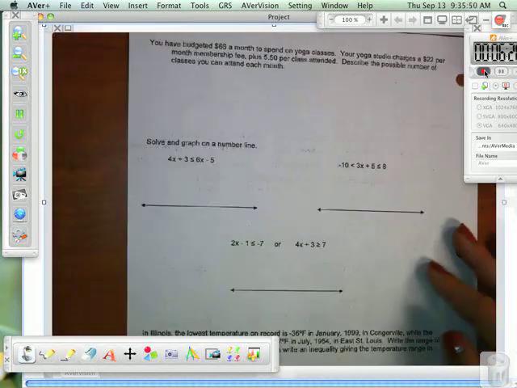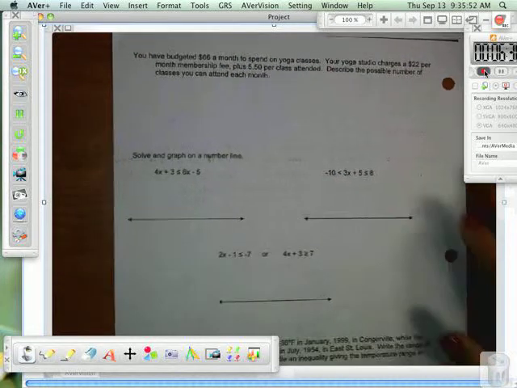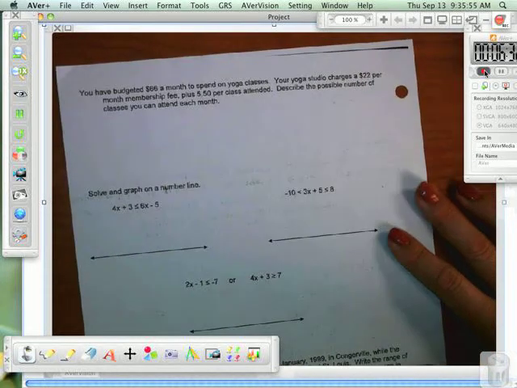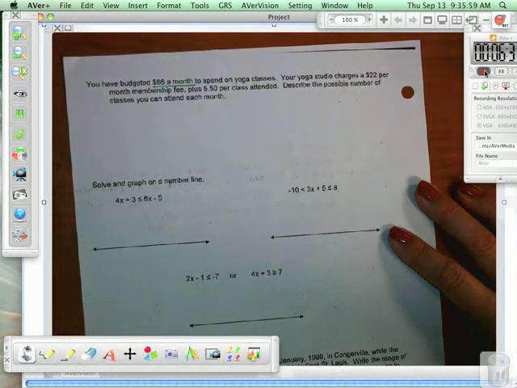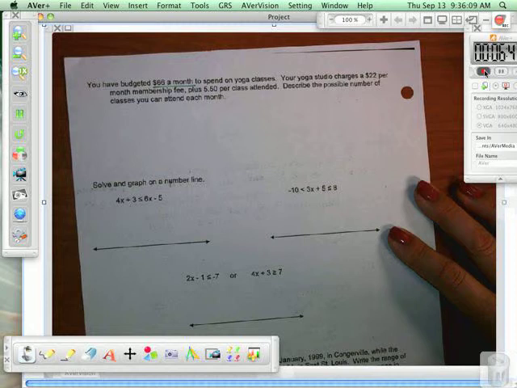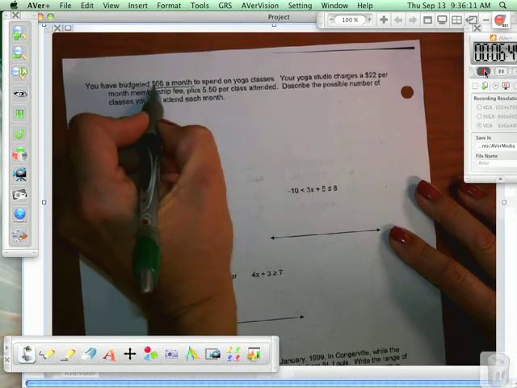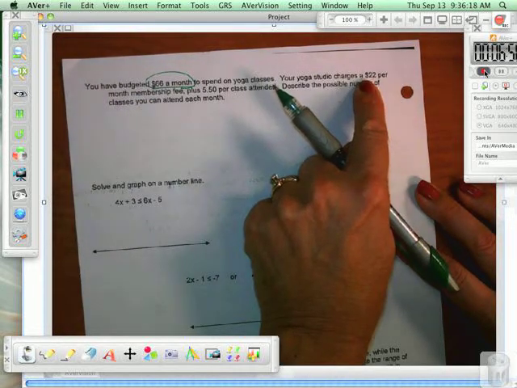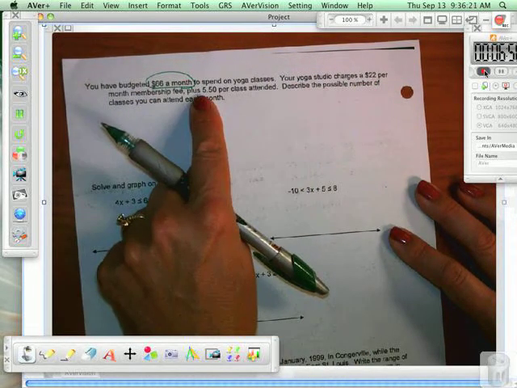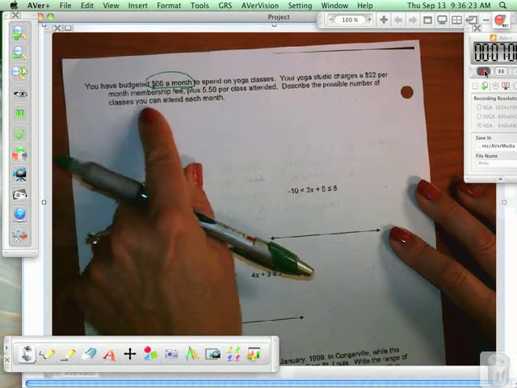Oh, look, it's a story problem. Okay, you have budgeted $66 a month to spend on yoga classes. No matter what, it costs $66 a month. Your yoga student charges a $22 per month membership fee plus $5.50 per class. Oh, sorry, all you have is $66 to spend. You can't go over that. They charge you $22 a month, no matter what, plus $5.50 for every class. Describe the possible number of classes you can attend each month.